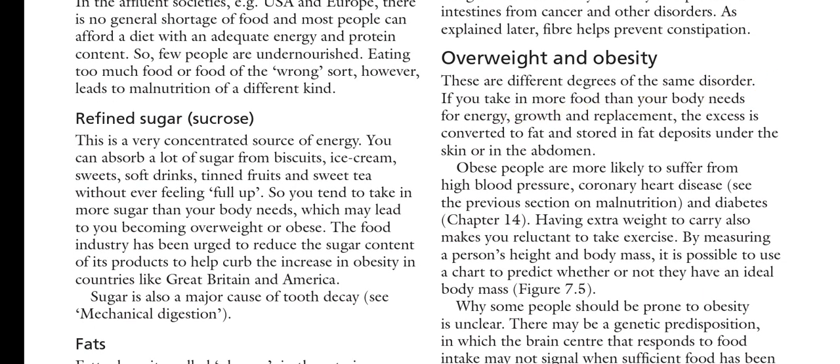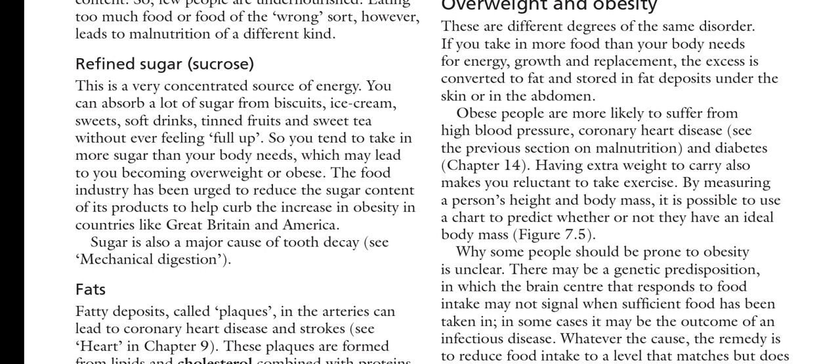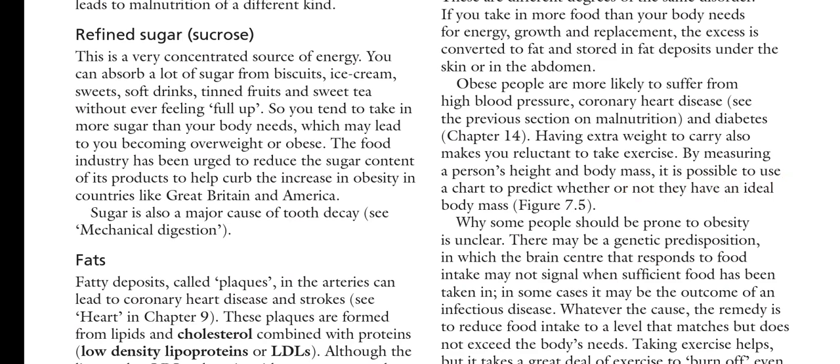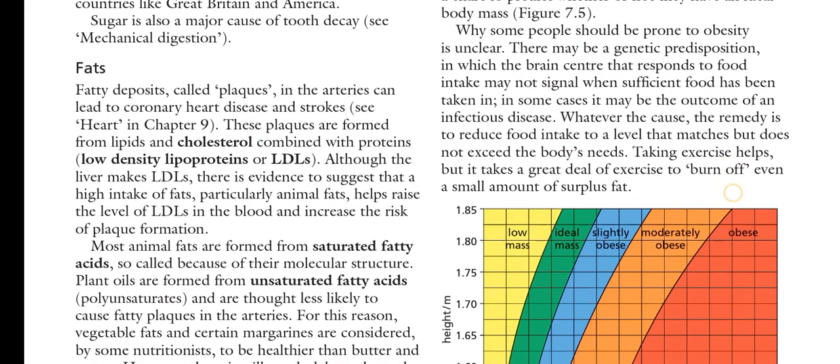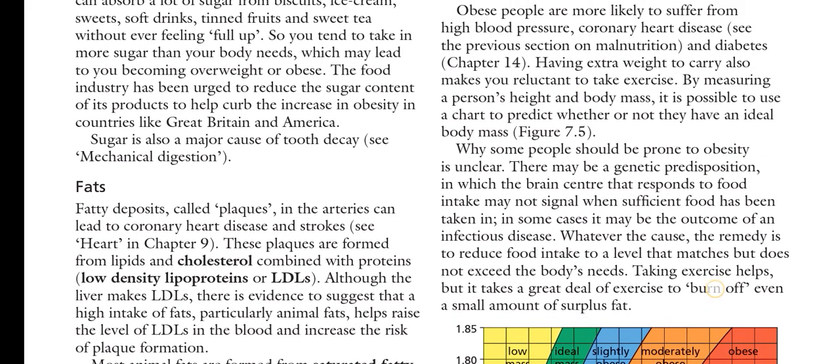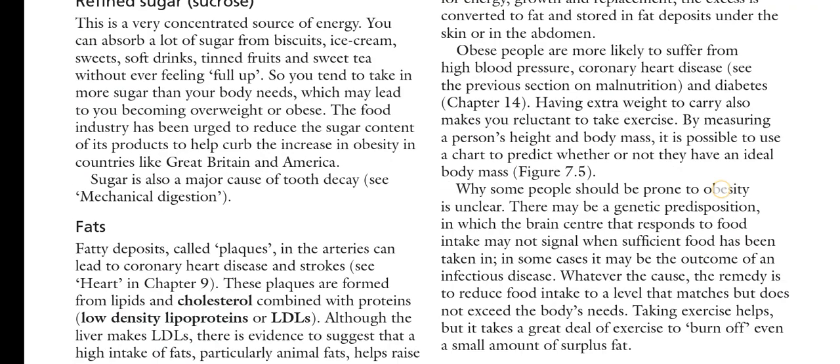If you take in more food than your body needs for energy, growth and replacement, the excess is converted to fat and stored in fat deposits under the skin or in the abdomen. Obese people are more likely to suffer from high blood pressure, coronary heart diseases, and diabetes. Having extra weight to carry also makes you reluctant to take exercise. By measuring a person's height and body mass, you can use the chart to predict whether or not they have an ideal body mass. So we have to overcome this problem by exercising, taking a normal diet, not too much, a healthy, hygienic diet.